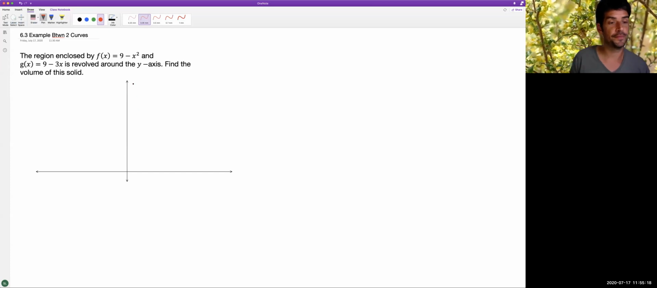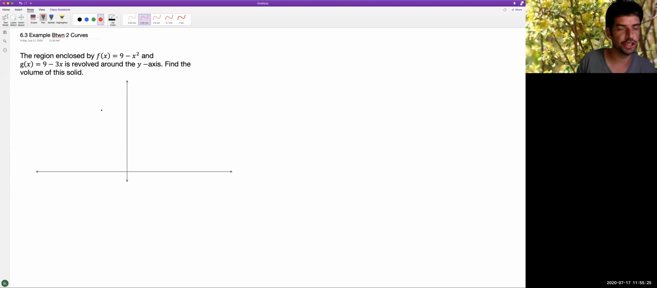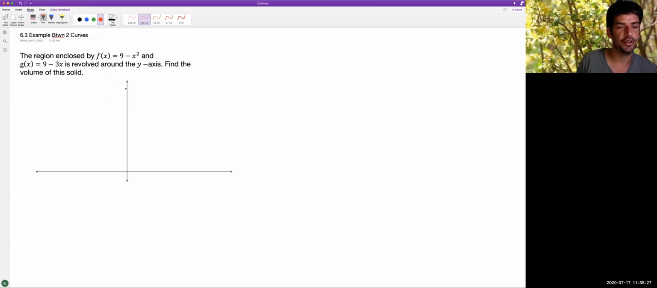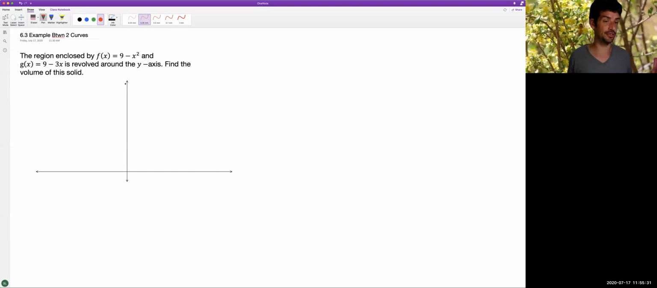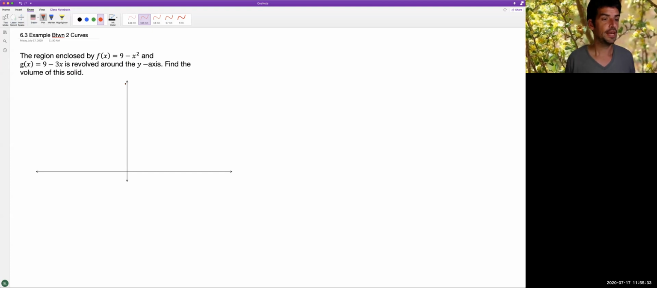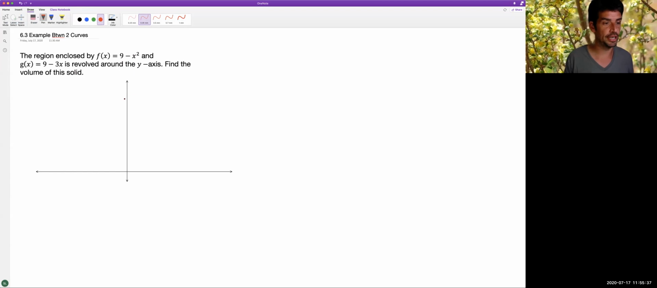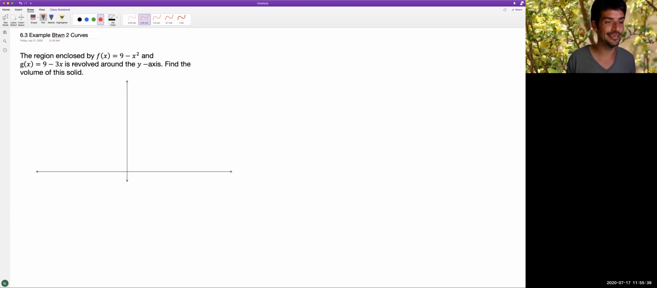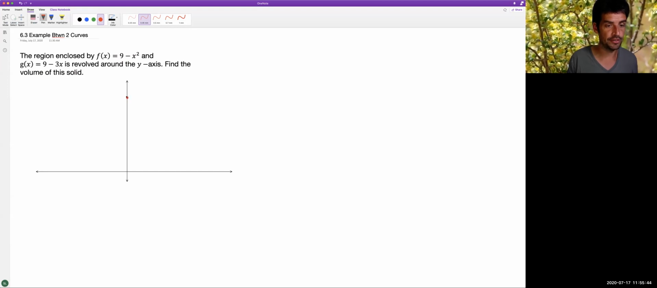So let's first get a picture of this shape and then see if we can understand how to get the volume of it. I want to do a little bit of thinking before I draw. 9 minus x squared and 9 minus 3x should be fairly familiar shapes to us. f is a downward facing parabola with zeros at -3 and 3. And then 9 minus 3x is a line with a downward slope and an intercept at 0, 9, the same y-intercept as f. So they're both going through this point.